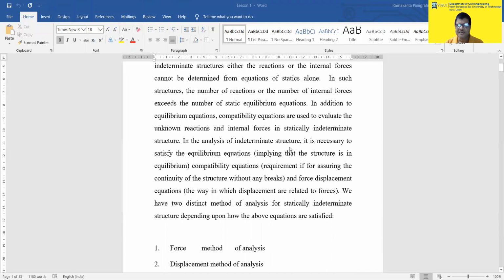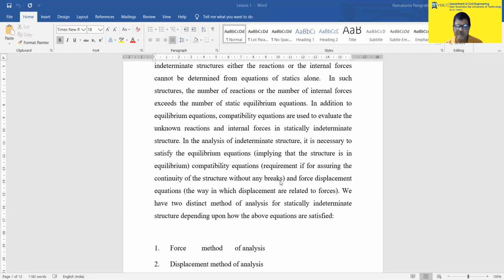In the analysis of an indeterminate structure, it is necessary to satisfy the equilibrium equations. That means the structure must be in equilibrium. Then the compatibility equations are required for assuming the continuity of the structure without any break. As I was saying, the structure is continuous, so you have to find the compatibility conditions.